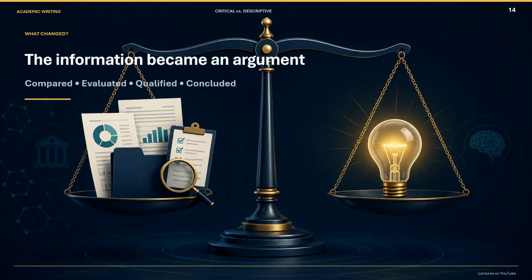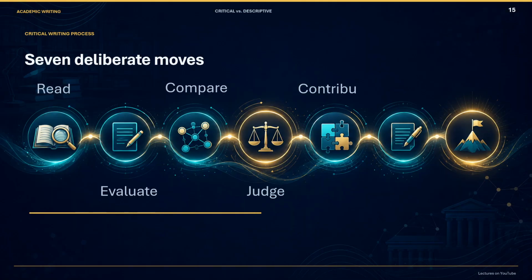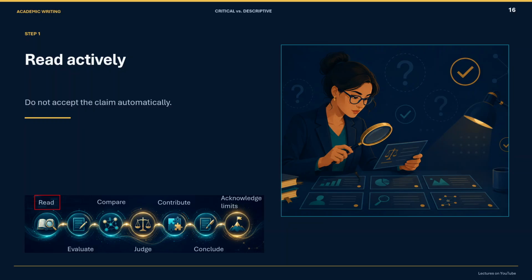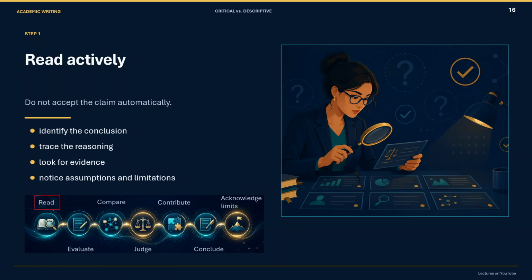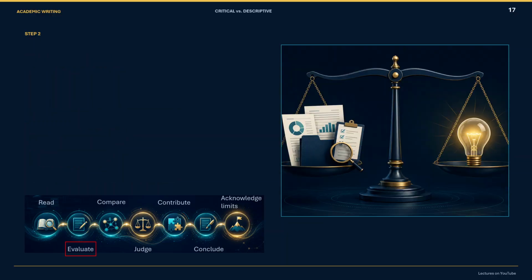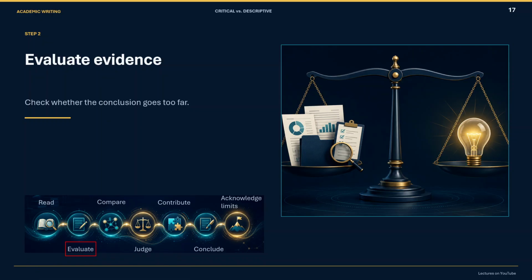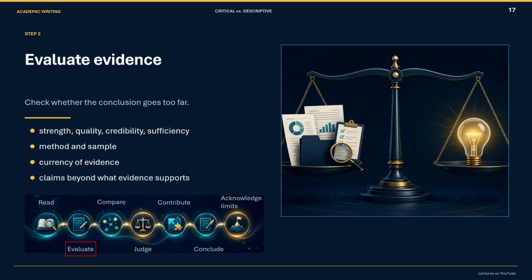A practical process for critical writing. A practical way to improve critical writing is to follow a deliberate process. First, read actively. Identify the writer's conclusion, reasoning, evidence, assumptions, and limitations instead of accepting the claim automatically. Second, evaluate the strength, quality, credibility, and sufficiency of the evidence.